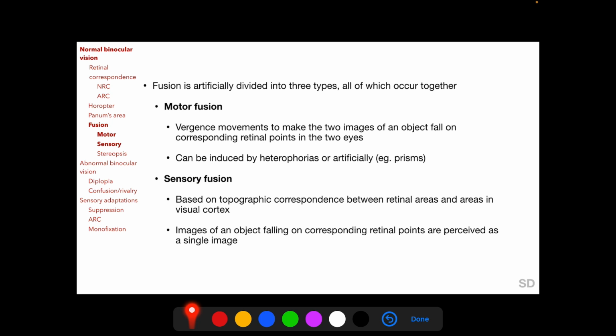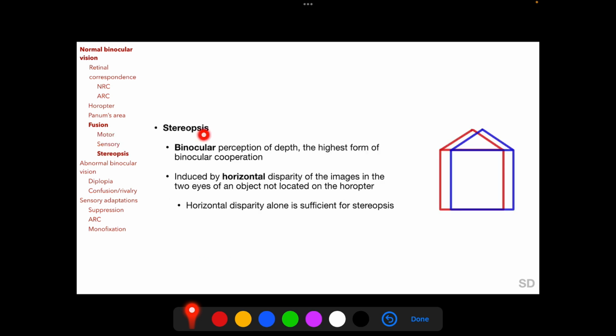Sensory fusion is based on topographic correspondence between corresponding retinal areas in the two eyes and their corresponding areas in the visual cortex, so that images of an object falling on corresponding retinal points in the two eyes are perceived as a single image at the level of consciousness. Stereopsis is the binocular perception of depth and is considered to be the highest form of binocular cooperation. Perception of depth by stereopsis can occur only when both the eyes are working in a coordinated manner. But perception of depth by other means can occur monocularly, as we will be discussing shortly.